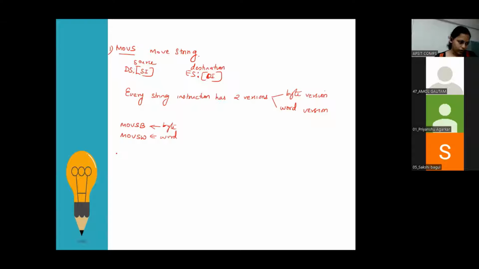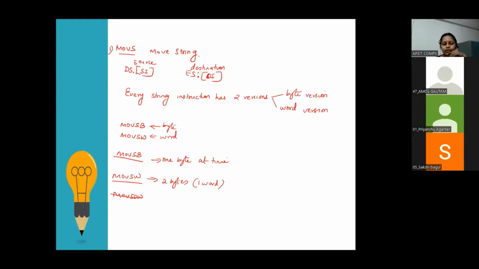Yes, ma'am. Okay, so what does MOVSB do? MOVSB will transfer only one byte at a time. That is why it is called the byte version. And MOVSW will move how many bytes? It will move 2 bytes, or one word, at a time. Now we don't have a MOVSDW, double word. Double word means 4 bytes. We don't have a MOVSDW.